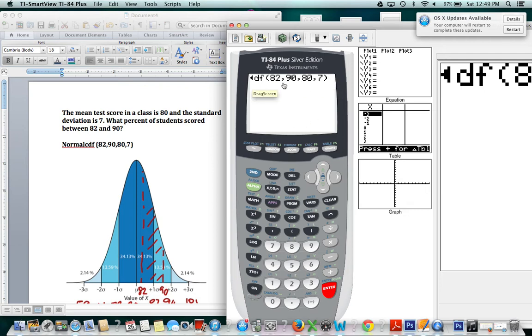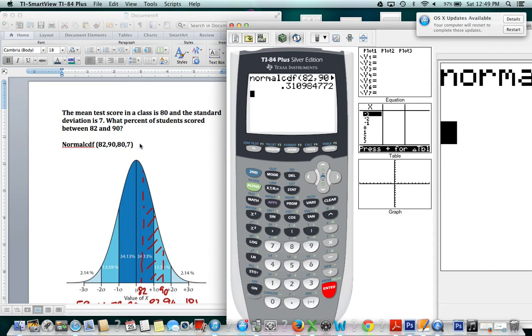Once everything is entered, we can press enter. And that value is actually the percent, or the proportion of students that lie between 82 and 90, which if you look at our graph, that makes sense because that's approximately 31%, and 34% looks like this region. So this makes sense that this would be 31%.